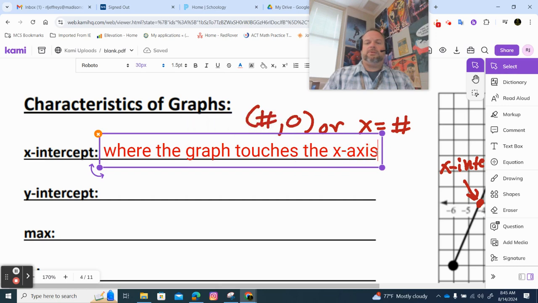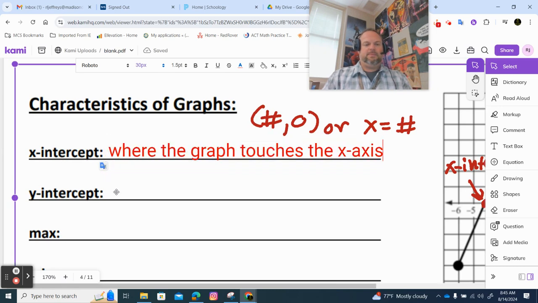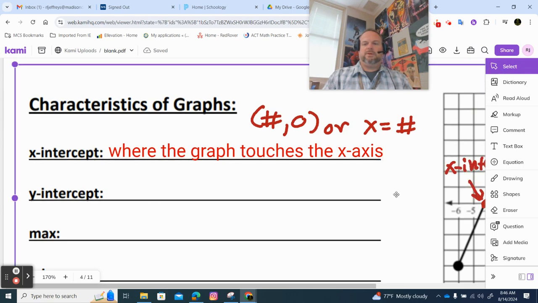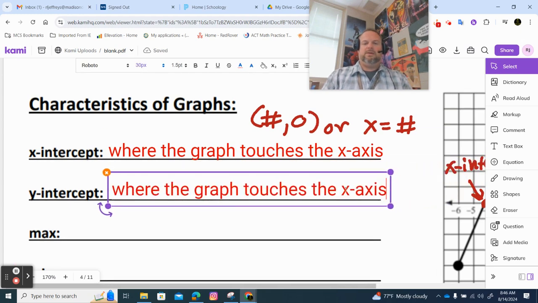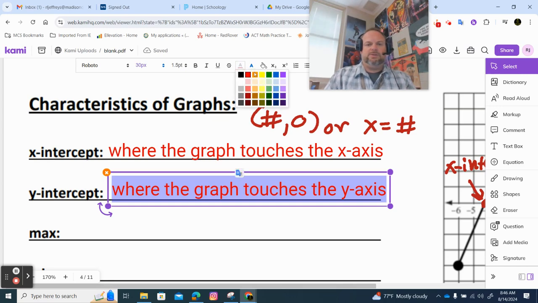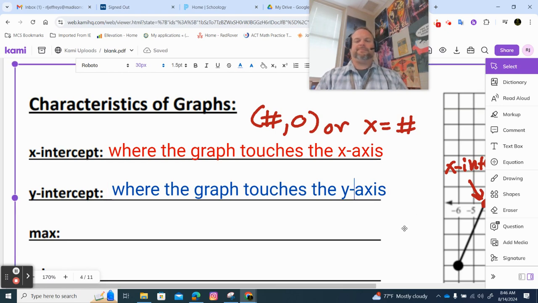So if that is the x-intercept, what do you think the y-intercept is? Where the graph touches the y-axis. Let's do a different color, let's do blue. So it's where it touches the y-axis. That would kind of make sense, right? Axis.